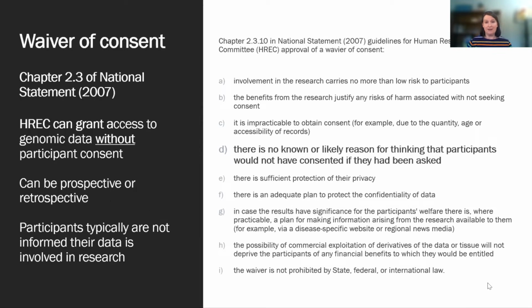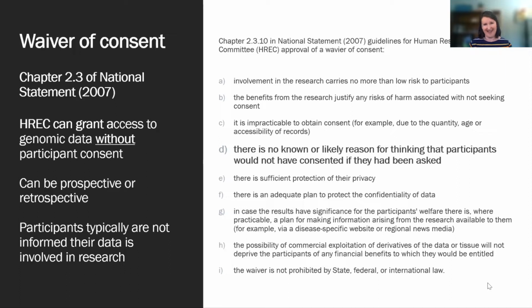So waivers of consent, of course, the guidelines appear in Chapter 2.3 of the National Statement, where a Human Research Ethics Committee can grant access to data, including genomic data, without a participant's consent and typically without their knowledge either. Of course, there's a whole range of guidelines that go into decision-making around granting a waiver of consent. For today, I just want to keep in mind guideline D, that there is no known or likely reason for thinking that participants would not have consented if they had been asked.